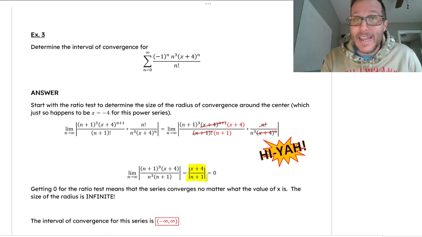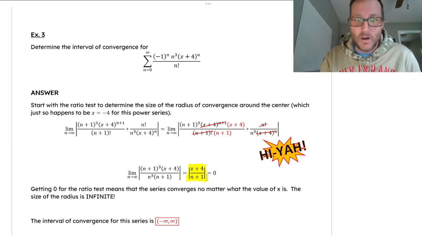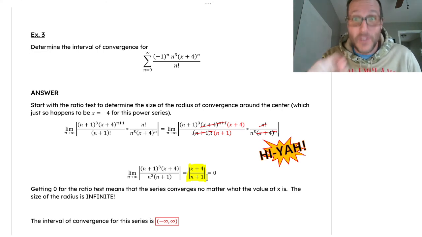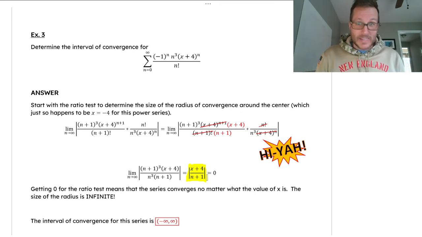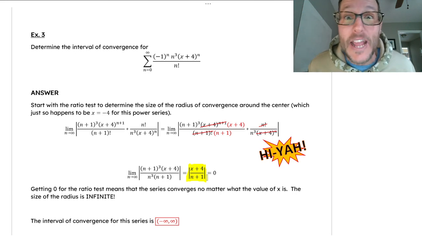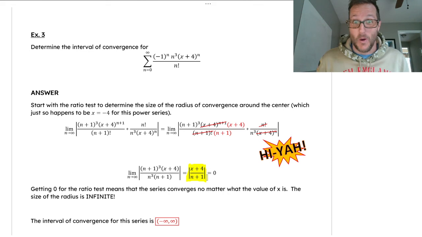That means for any x value you sub into that ratio test result, you're going to get 0. That means every x value makes that series converge. So the size of the radius is infinity, which means the interval of convergence is all real numbers. Guess what? You can't test the endpoints because there aren't any. Isn't that fun? Let's keep going.